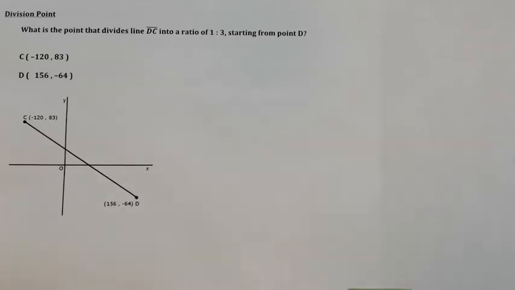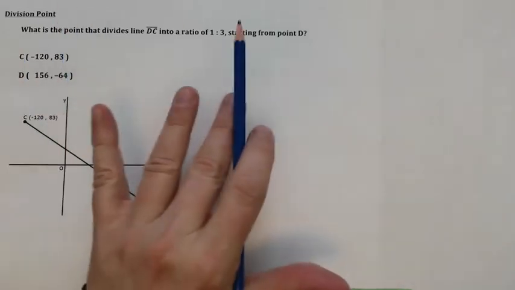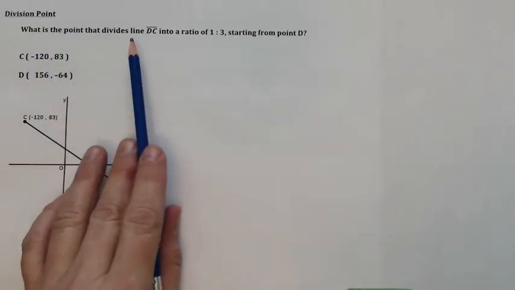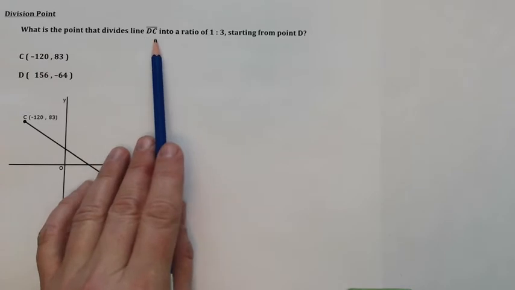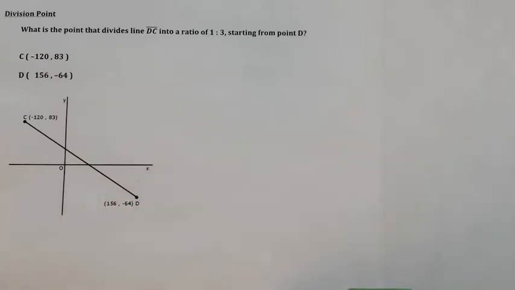Hey guys, we're looking here at working the division point, and we have a nice basic question that can work us through that formula. What is the point that divides line segment DC, there's the symbol for line segment, into a ratio of 1 to 3 starting from point D?